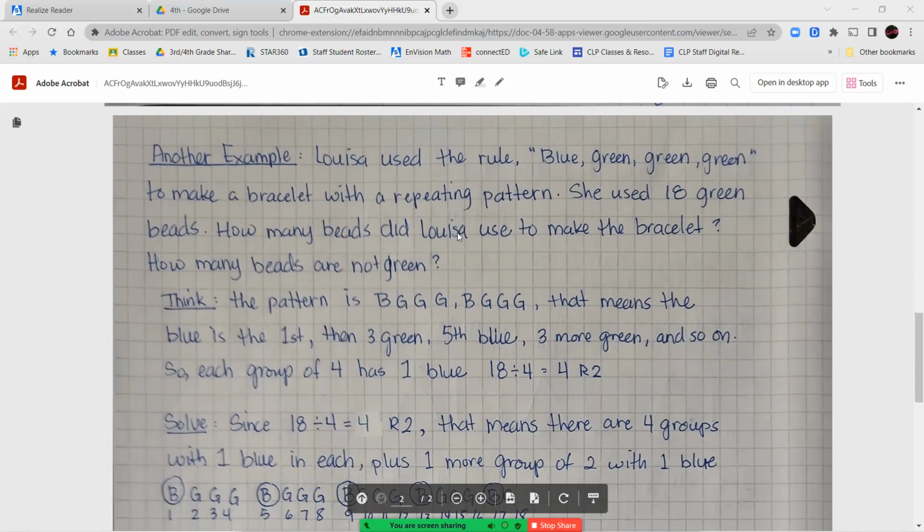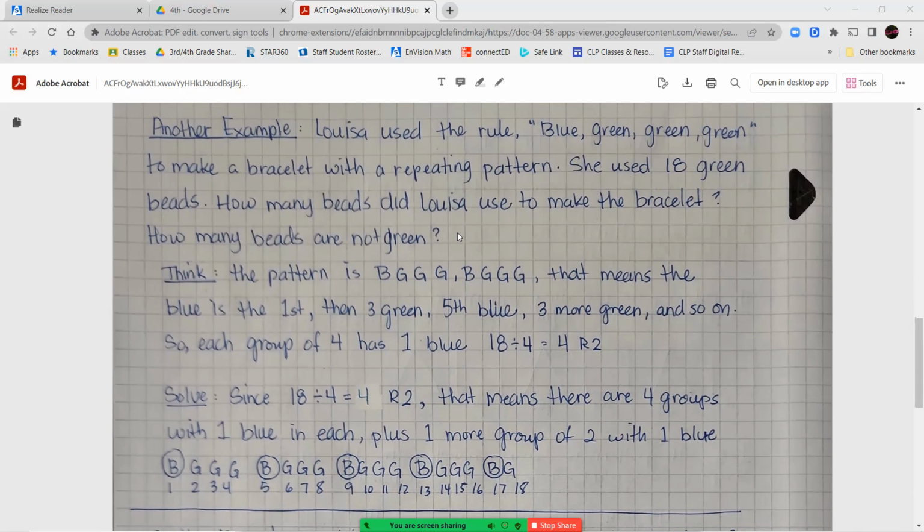Let's take a look at another example. Louisa used the rule blue, green, green, green to make a bracelet with a repeating pattern. She used 18 beads. How many beads are not green? So I want to stop and think.